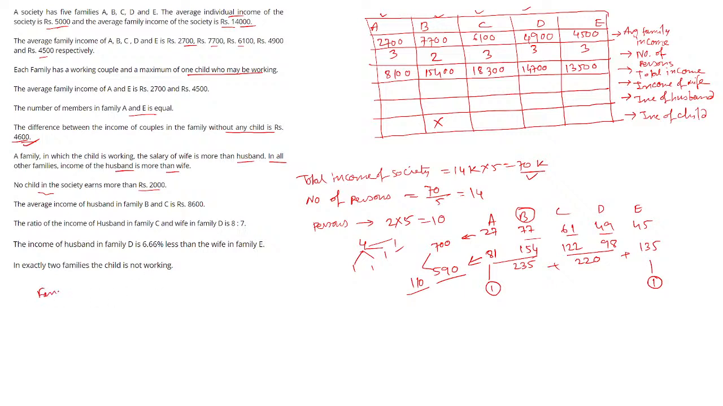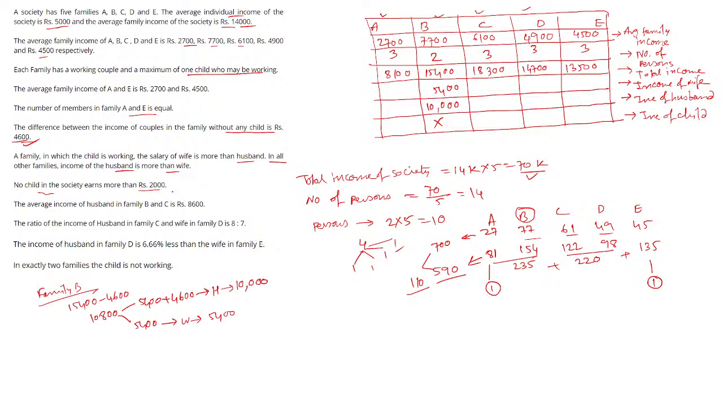I am talking about family B. So 15400 minus 4600, what will it be? It is 10800. So half of this is 5400, this is again 5400. Now income of husband is more, so add 4600 here. So this is the income of husband, that is 10,000, right? And the income of wife, that is 5400.